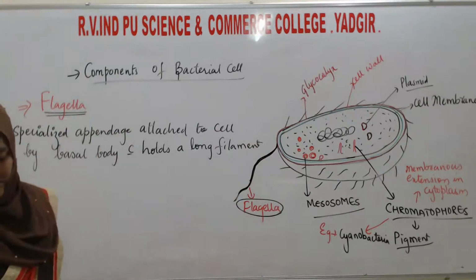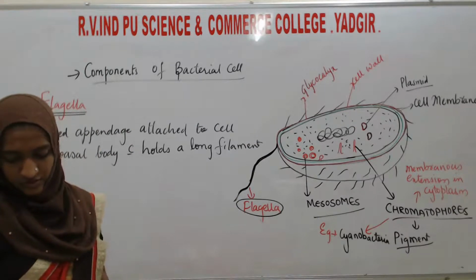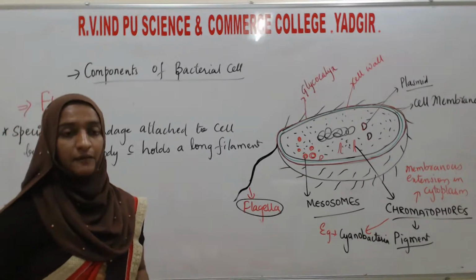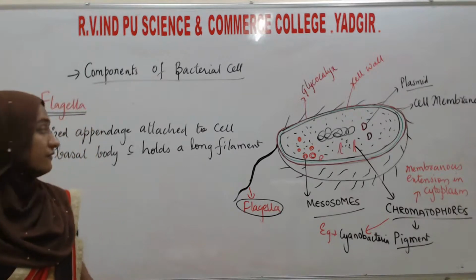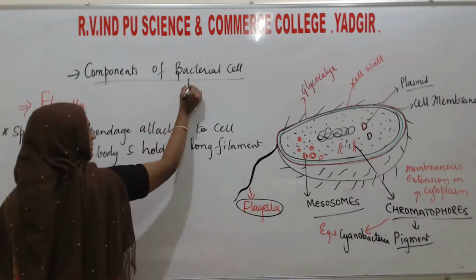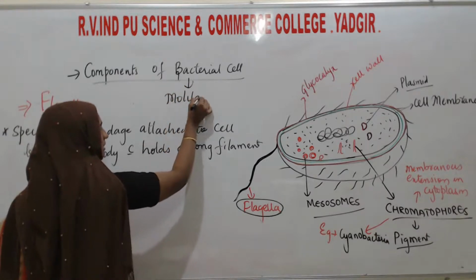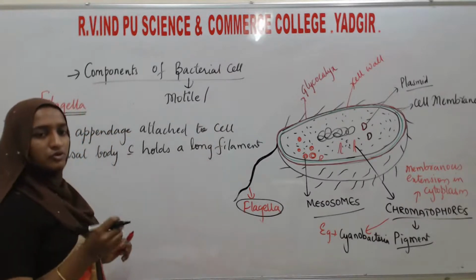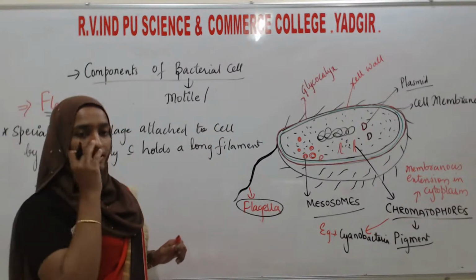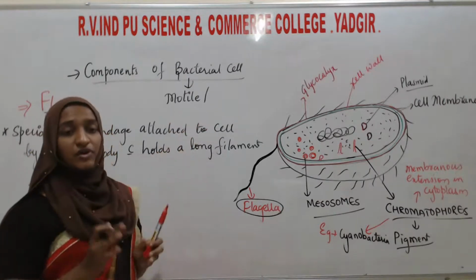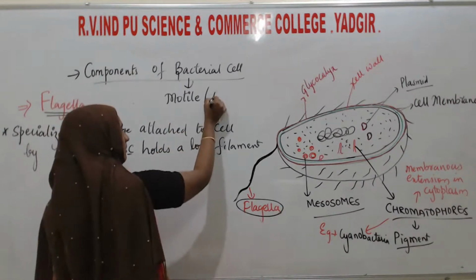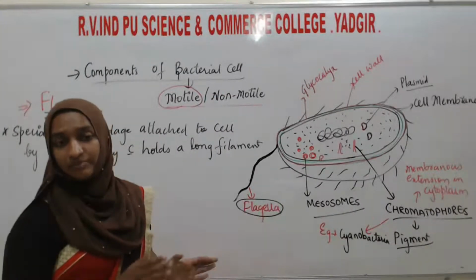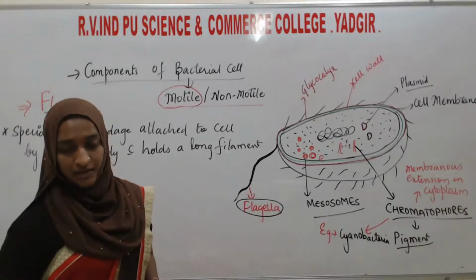Now, what is flagella? In prokaryotic or bacterial cells, they are either motile or non-motile. Motile means that due to the presence of the flagella, they move from one place to another. Some of them are motile, and the flagella is a filament-like extension attached to the bacterial cell by a basal body.